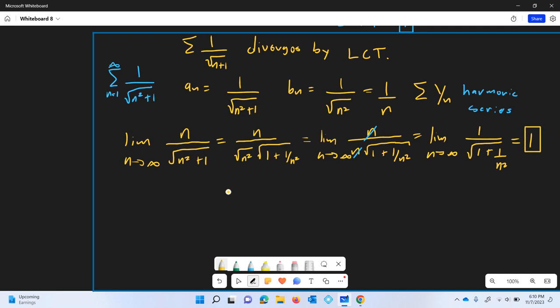So what we can conclude is that the series of 1 over n squared plus 1 diverges. Keep in mind that it diverges because you compared it to a harmonic series, and those harmonic series diverge, of course.